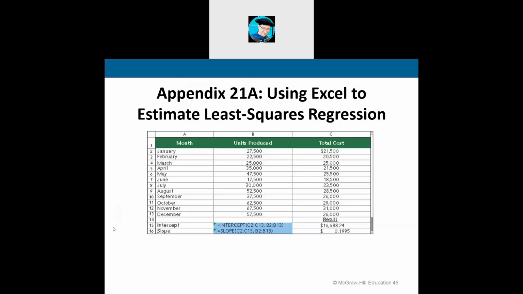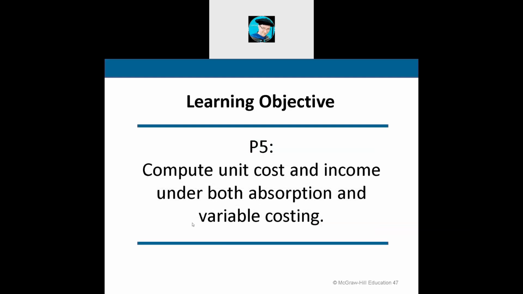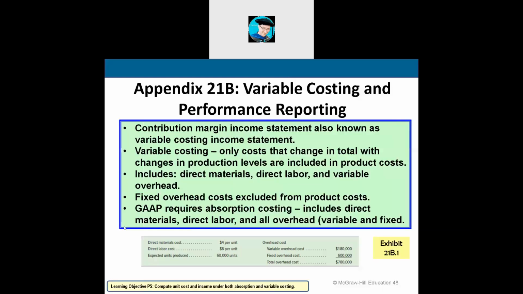Don't worry about this. I'm not ever going to have you guys do the least squares regression. This is, again, more statistics, but it shows us how break-even works using least squares regression for number of units sold and total cost. You do this in Excel. It's an Excel formula. I'm not going to have you guys do that stuff.